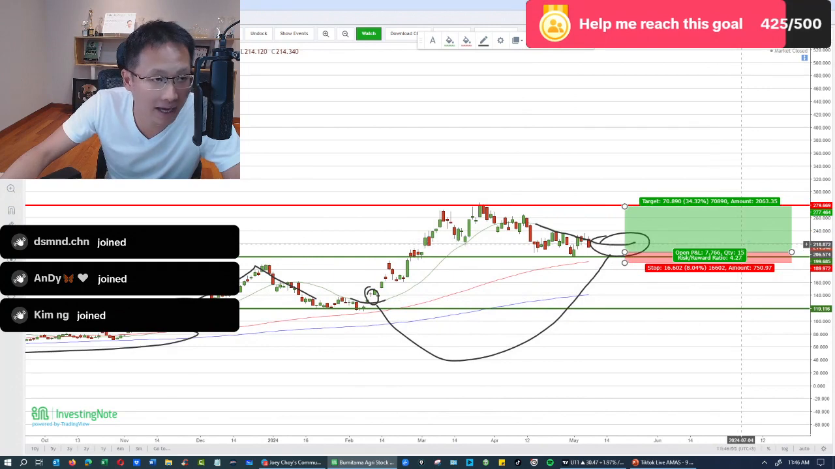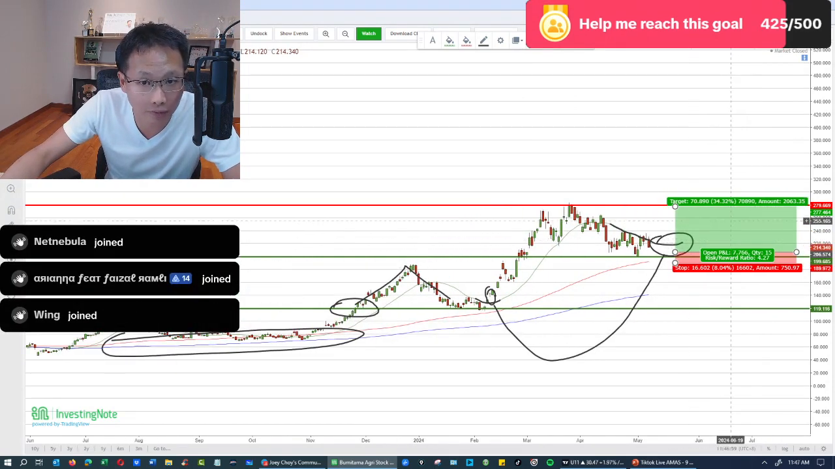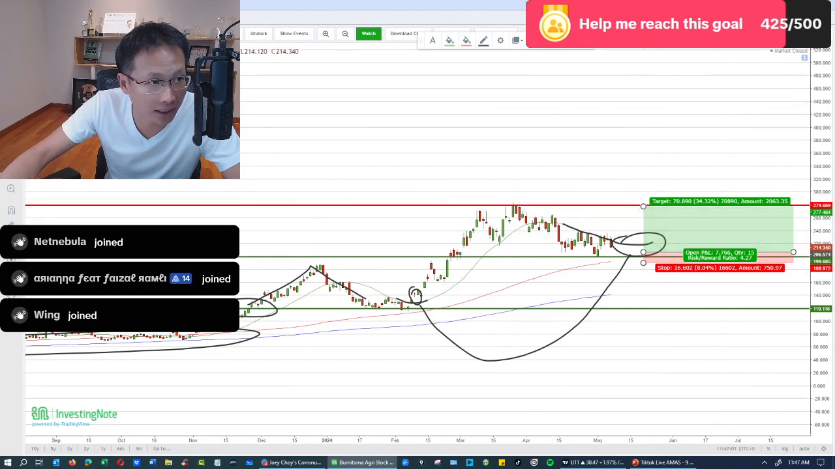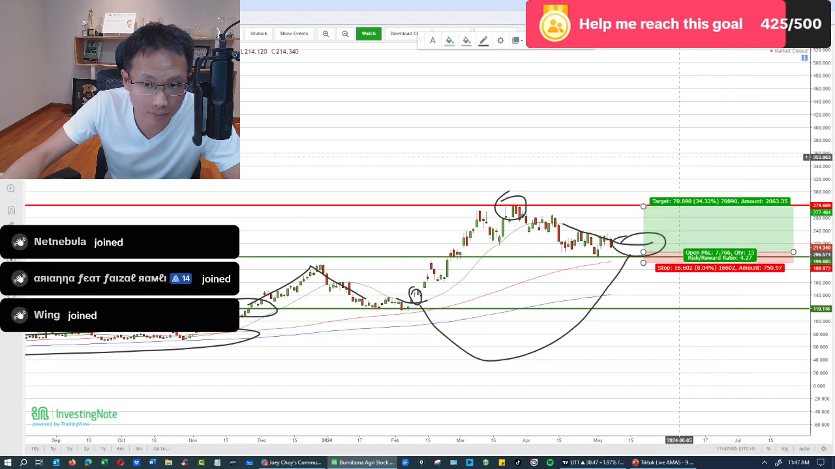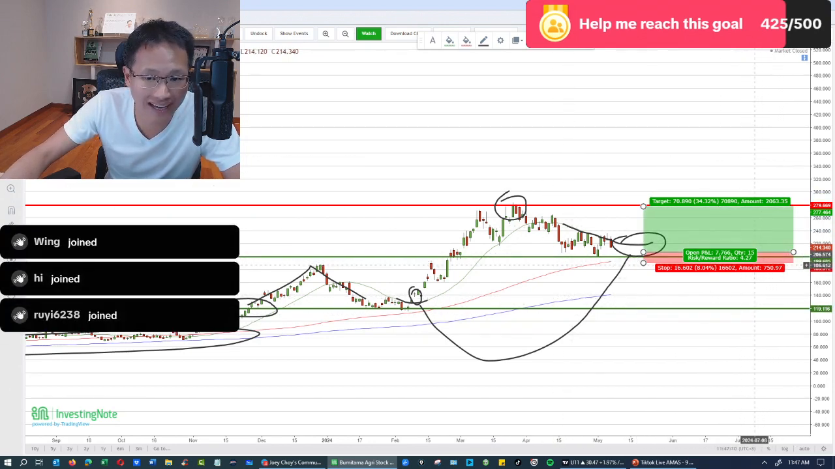And in terms of the target, what is the potential reward that we can get if it heads towards the target? The target would be this resistance level right over here. So in terms of the reward, it would be about a 4.2 times reward to risk ratio.